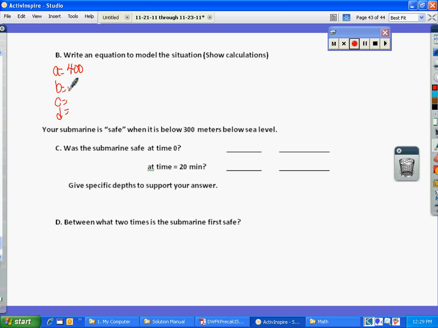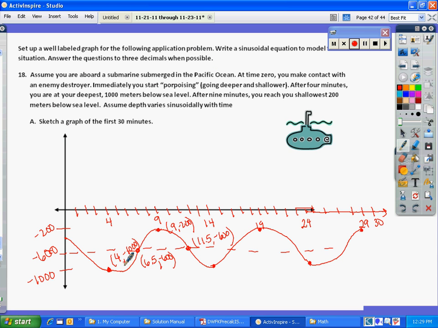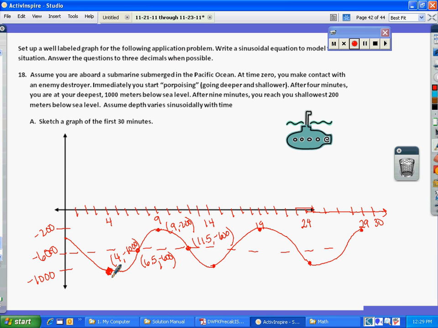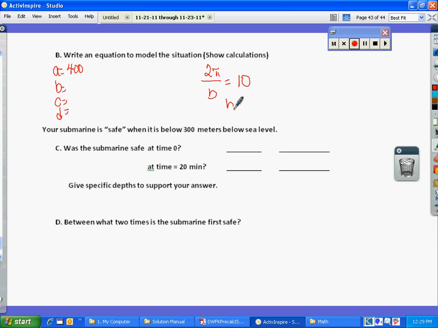Your B value is going to be 2 pi over B. You're going to use the definition of a period. And you know that your period in this case is how long it takes for one complete cycle. So if I start with that original cycle from 4 to 14, that's 10 minutes. So I know my period is 10 minutes. So 2 pi over b equals 10, which means b is equal to pi over 5. So b is pi over 5.